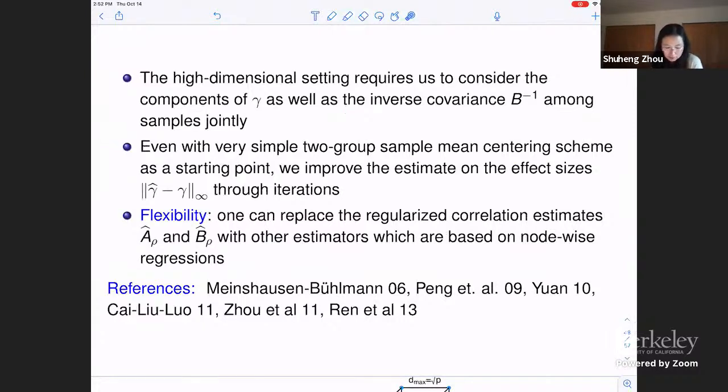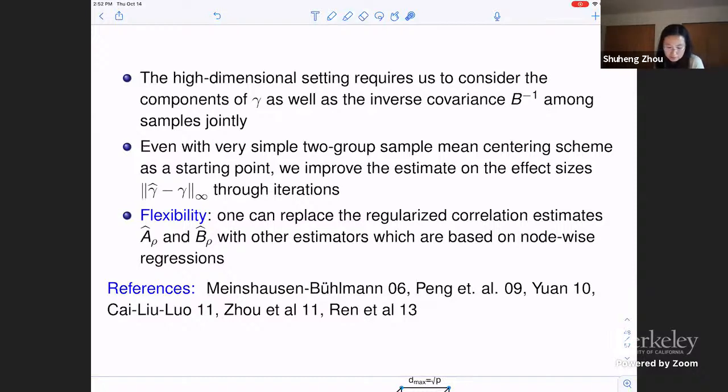So in summary, the high dimensional setting requires us to consider the component of gamma as well as the inverse B among samples jointly. Because if we have two replicates of the study, it would definitely make the whole thing trivial, because from elementary statistics, the difference of two random variables from the same distribution has mean 0 and the variance doubled. And so you just need to do the subtraction of these two to estimate covariance, and then you do decorrelation. So that tells you why the single sample case is very challenging, on the other hand.